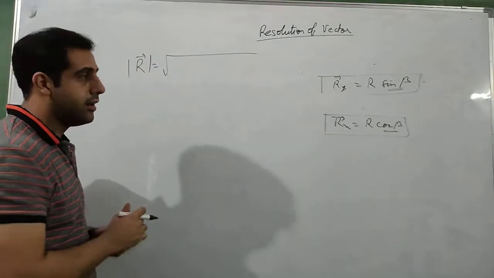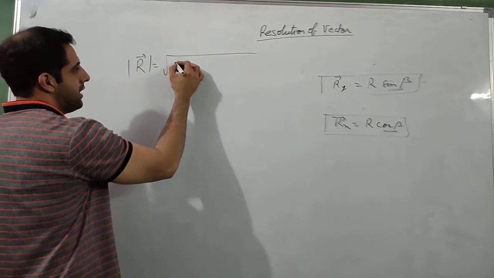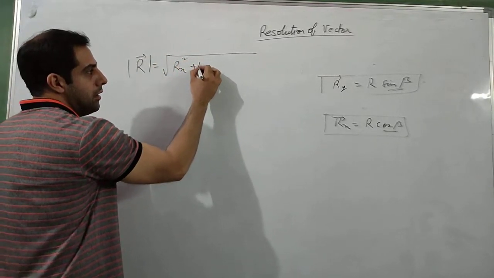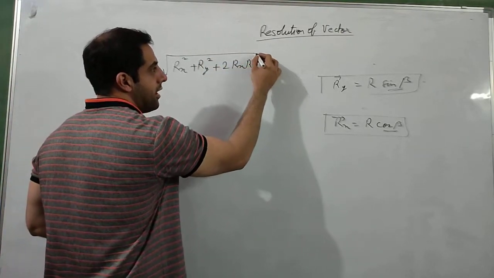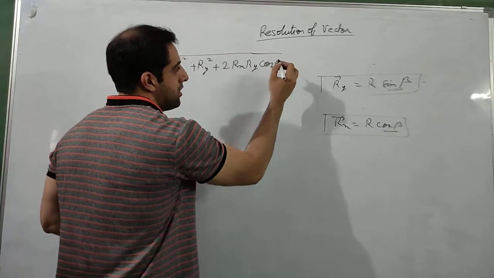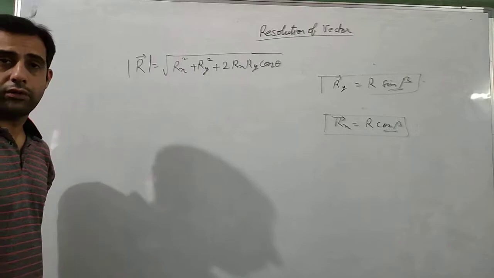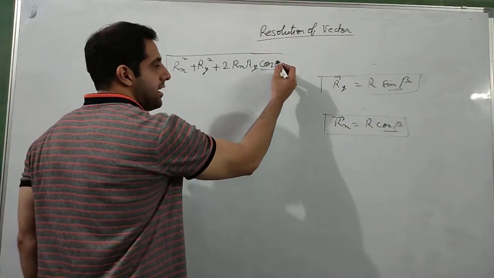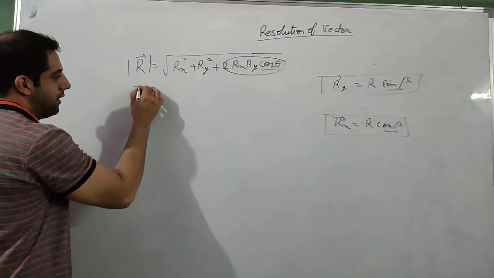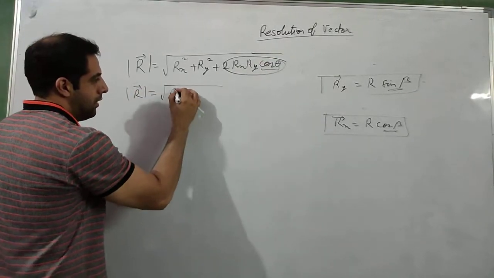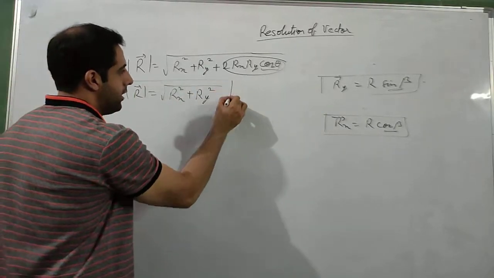It is 90 degrees. So if I write these values in the original formula, it will be equal to rx square plus ry square plus 2 rx ry cos theta. Theta is the angle between rx and ry, which is 90 degrees in the case of rectangular components. So cos 90 degrees is 0, this entire term vanishes, and what is left is the square root of rx square plus ry square. We can use this formula according to the question.